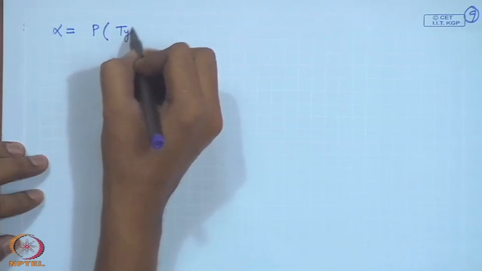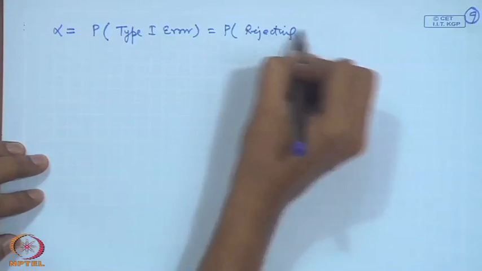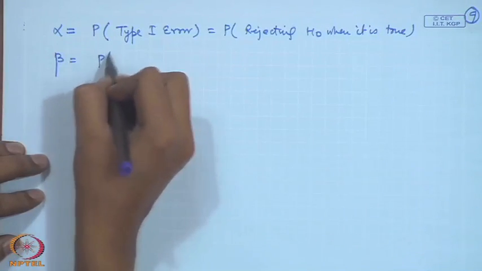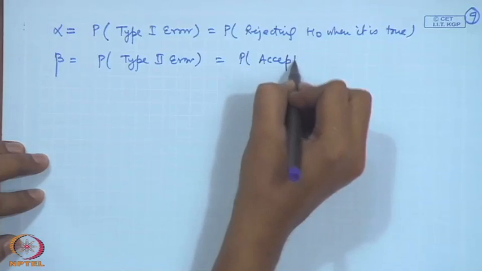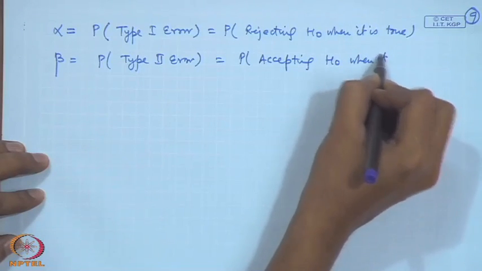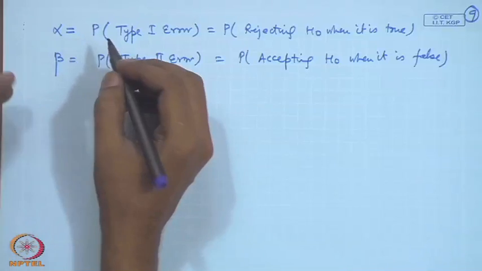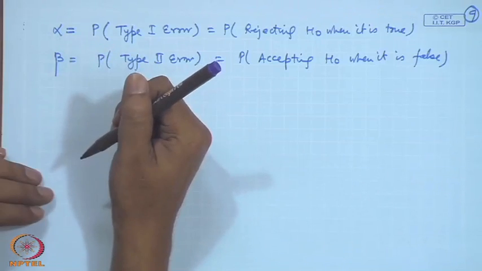Now, therefore, in any given problem, it is important to control the two types of errors. So, we give measures for these two types of errors. We consider, say, alpha is equal to the probability of type 1 error, that is the probability of rejecting H naught when it is true, and similarly we consider beta, that is equal to the probability of type 2 error, that is the probability of accepting H naught when it is false. So, in any given problem, it will be desirable to control both the errors alpha and beta. Basically, we would like to have them to be a minimum.